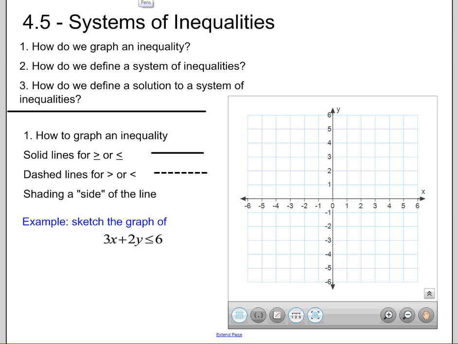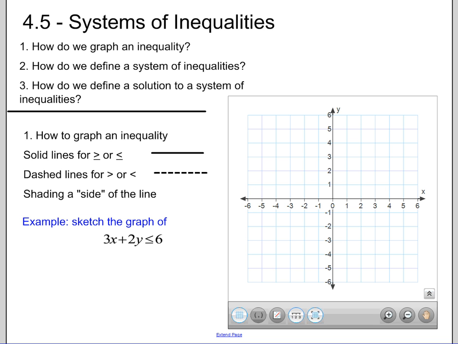Hello everybody, welcome to our discussion on section 4.5 where we're going to discuss systems of inequalities. And there's three questions we basically want to answer with this discussion. The first is, how do we even graph an inequality in the xy plane? The second one, how do we define a system of inequalities? And thirdly, we'll go over how do we define a solution to a system of inequalities.